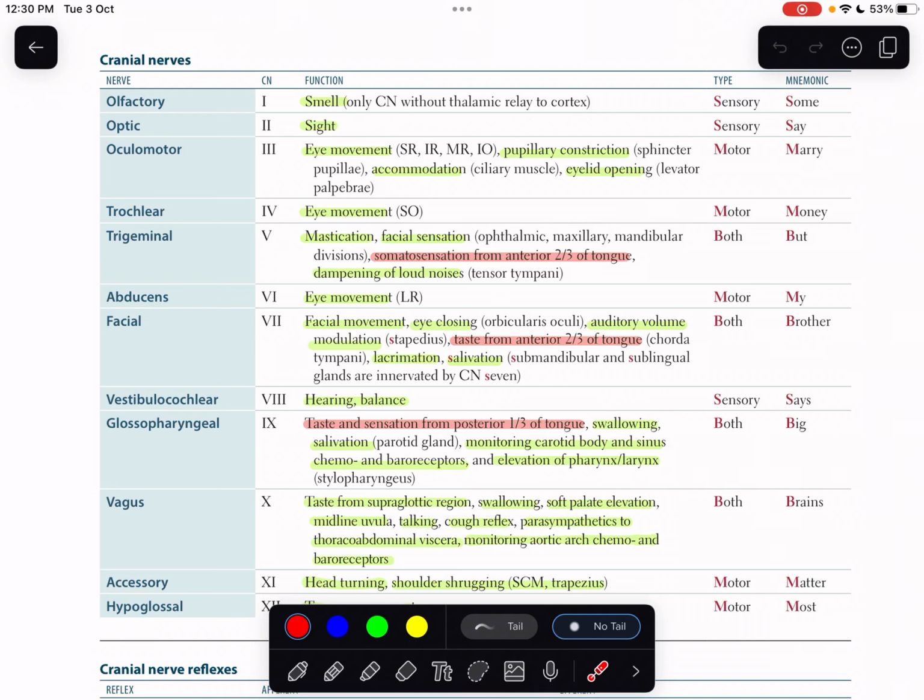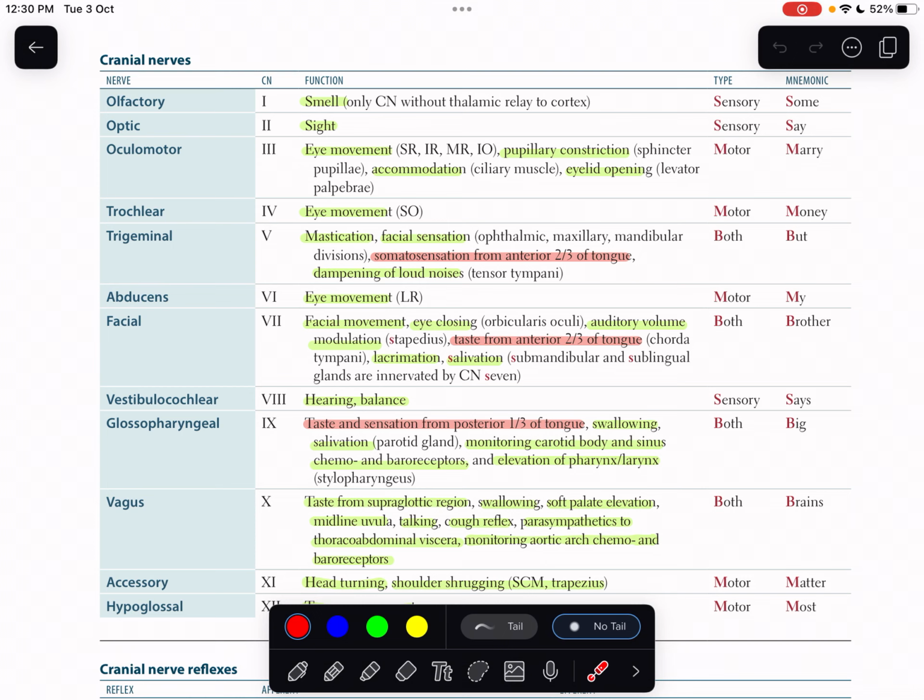So today the topic that I'm going to discuss with you is the cranial nerves. I've already discussed this many times in my previous videos, but this time I'm more concerned about the functions of these cranial nerves. We have a total of 12 cranial nerves: 1, 2, 3, 4, 5, 6, 7, 8, 9, 10, 11, and 12. Each nerve has a function. The olfactory nerve is involved in smell.